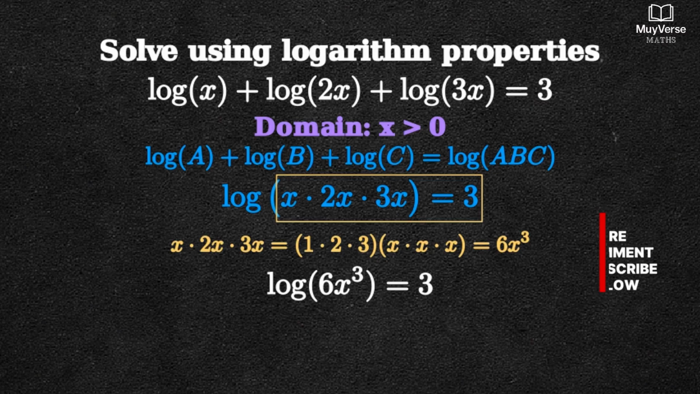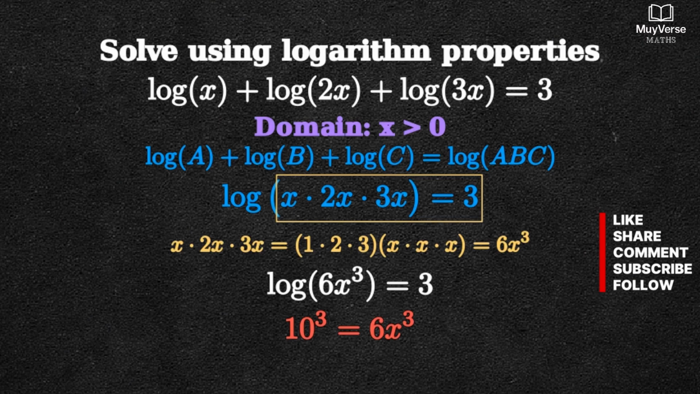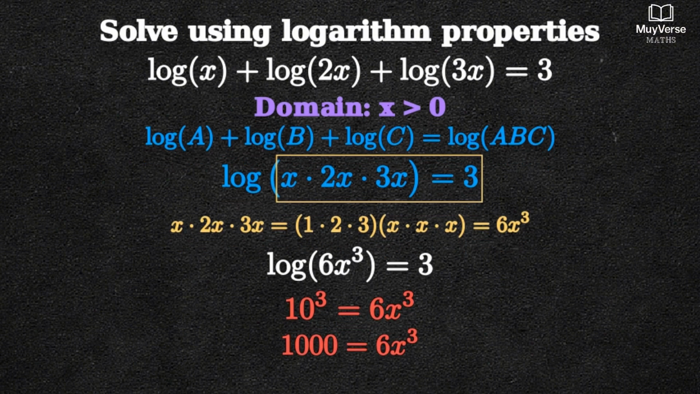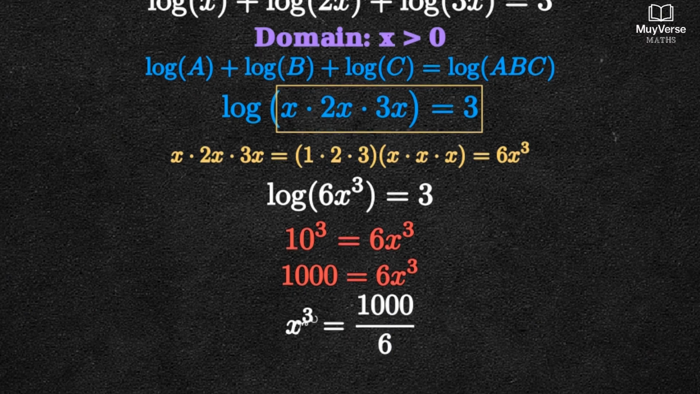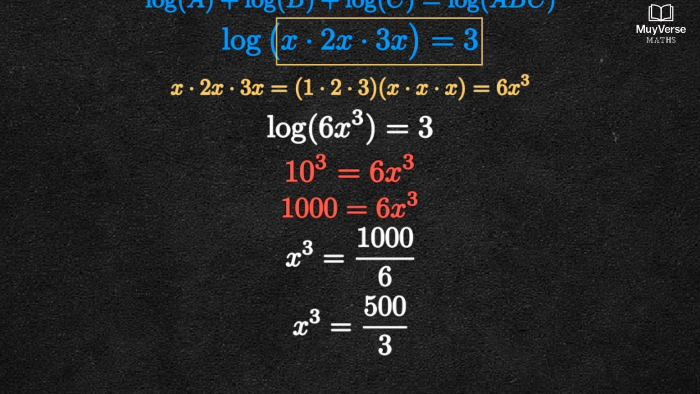Step 3. Convert the logarithmic equation to exponential form. The word log here means base 10, the common logarithm. Log base 10 of 6x cubed equals 3 means 10 to the power of 3 equals 6x cubed. Step 4. Compute 10 cubed and isolate x cubed. 10 cubed is 1000. Divide both sides by 6 to get x cubed equals 1000 over 6. Reduce the fraction to 500 over 3.